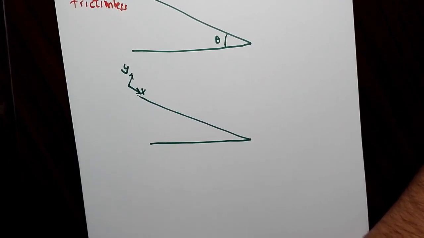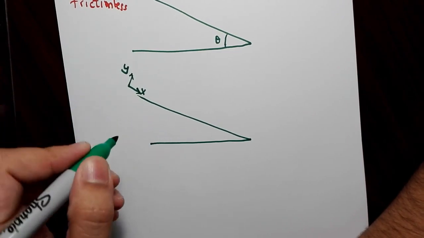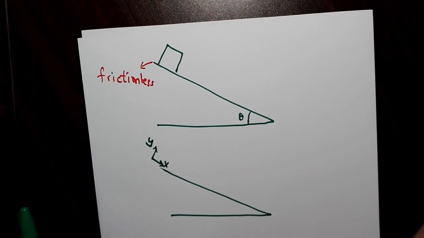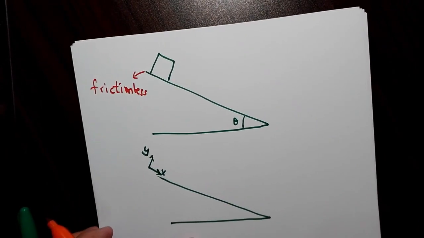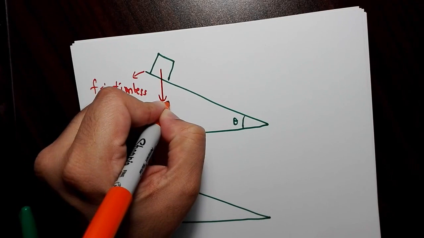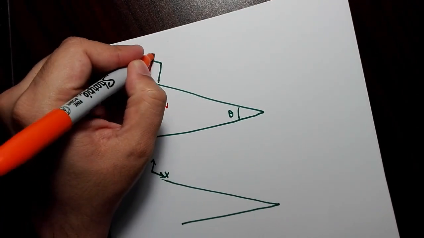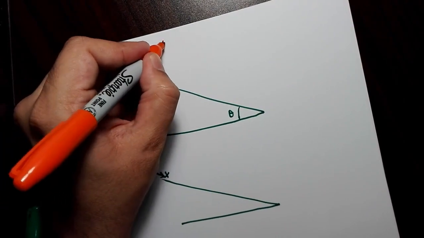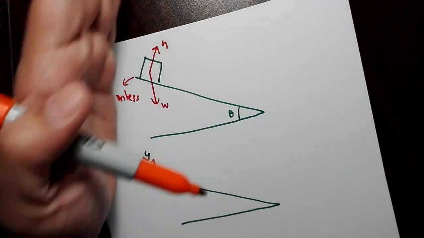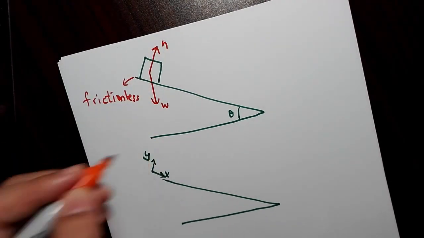So let's look at the forces acting on this mass. We'll just draw the forces on the mass itself. The weight acts straight down, and the normal force acts perpendicular to the surface. Remember, normal force is always perpendicular to the surface, and weight is always straight down.